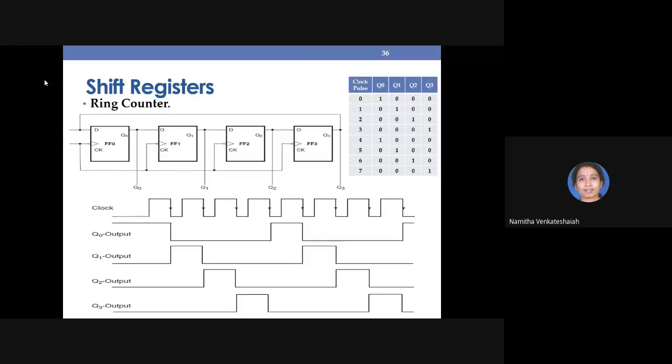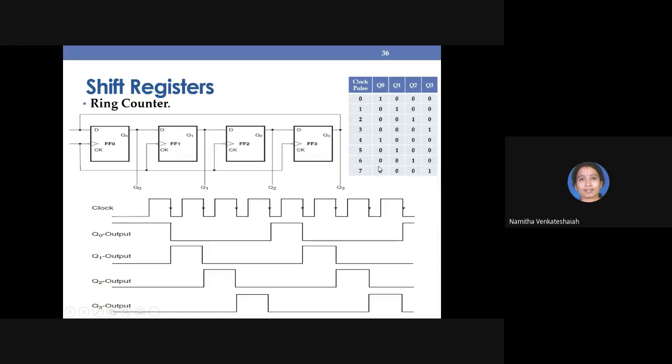Okay, let us consider this ring counter. This ring counter is developed by 4 D flip-flops. Actually, basically it is a shift register. Initially the value is 1000. Next it is 0100, then 0010, then 0001. Like this, the output is getting changed. Again, it is becoming 1000 and it is repeating.